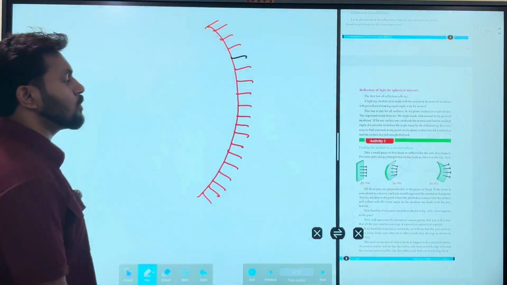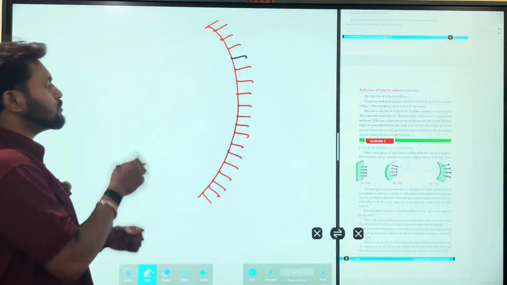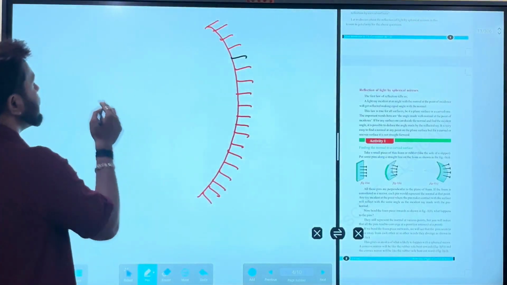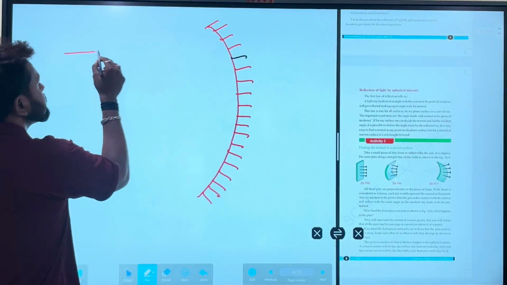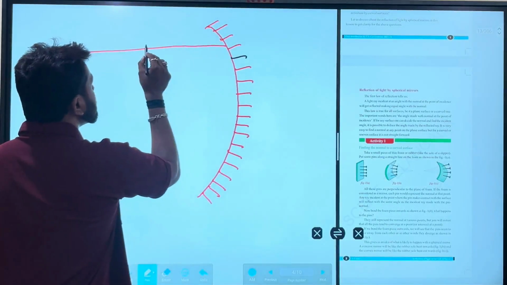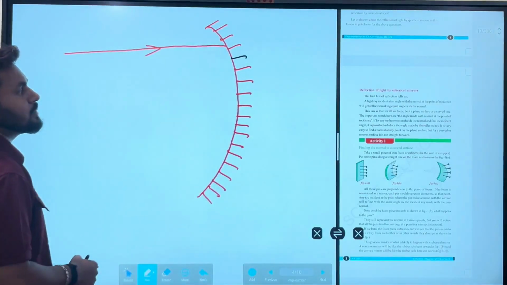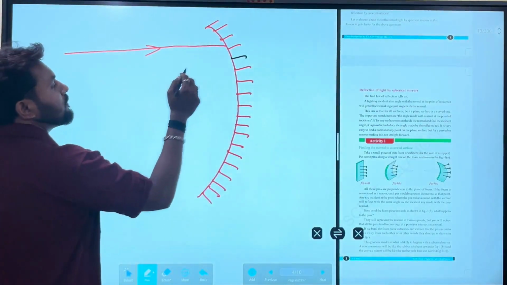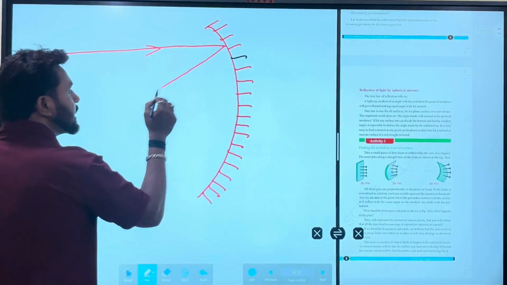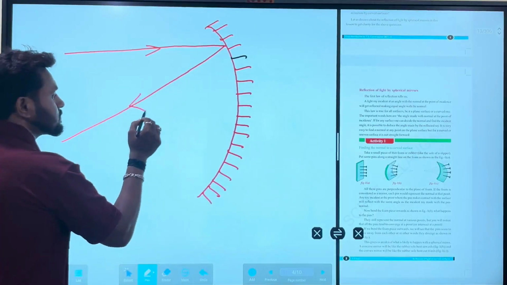This has been painted from one end. Now, do you think, I just told you, let's say one ray of light is coming from here. One ray of light is coming from here. Now, after reflection, it will get reflected like this.